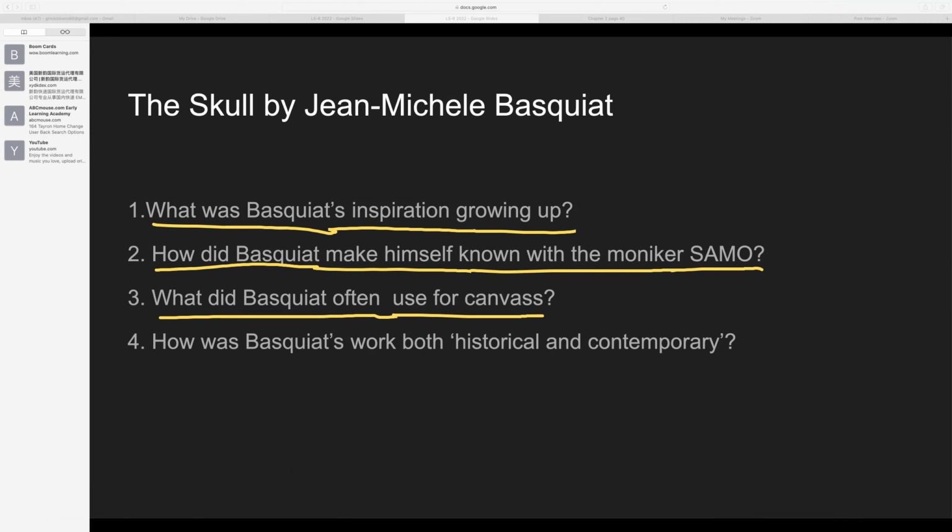Yeah. Let's see. Last question. How was Basquiat's work both historical and contemporary? I think because he remained the historical essence in the painting, but with new technique. Nice.